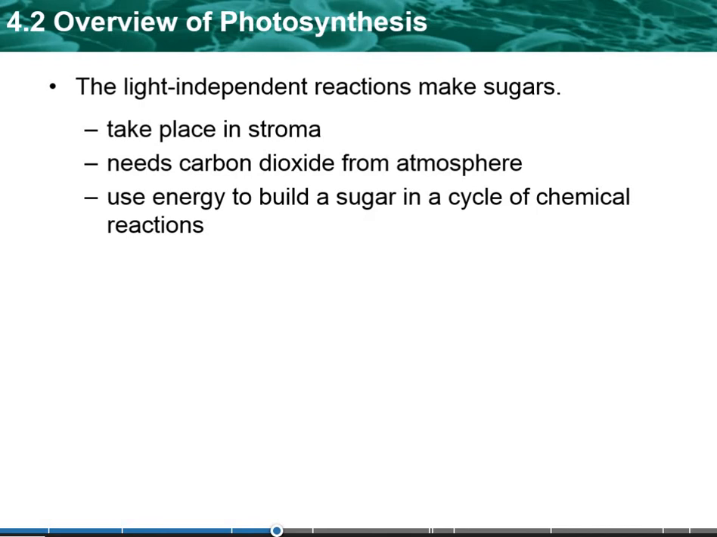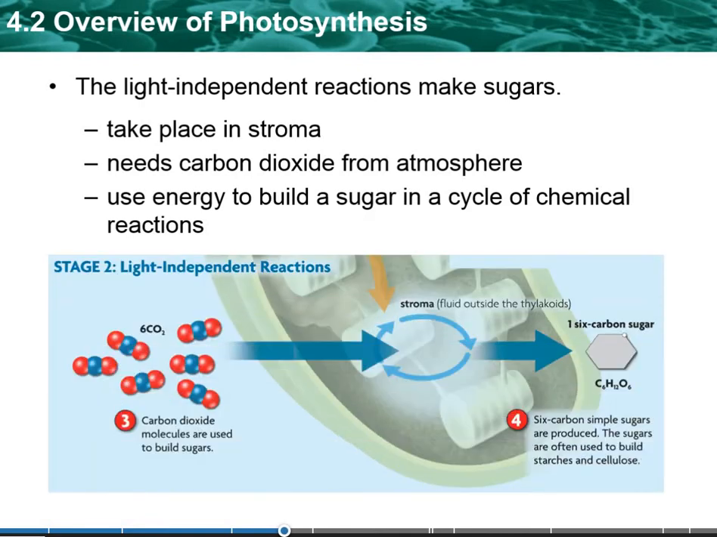So they are going to use energy to build sugar in a cycle of chemical reactions. So that's what you see here down at the bottom. You see the carbon dioxide is going to come in, it's going to join up, and it's going to use energy from the light from the plant to help make sugar. Most of the time, that sugar is going to be glucose, cellulose, or starch.